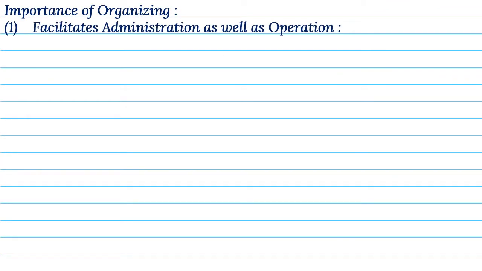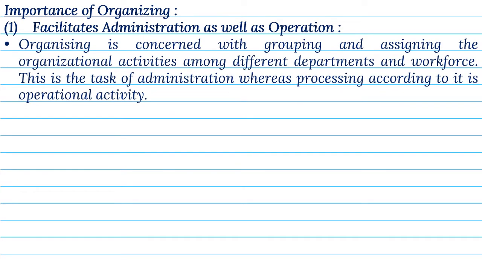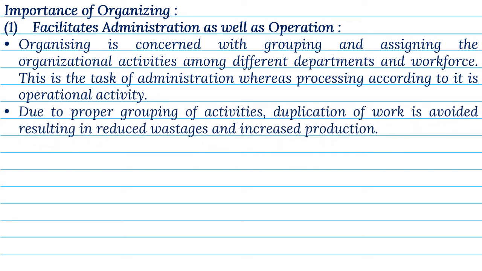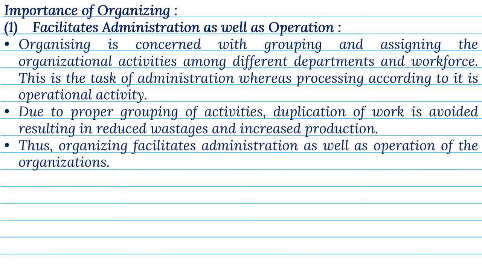Importance of organizing. 1. Facilitates administration as well as operation. Organizing is concerned with grouping and assigning the organizational activities among different departments and workforce. This is the task of administration, whereas processing, according to it, is operational activity. Due to proper grouping of activities, duplication of work is avoided, resulting in reduced wastages and increased production. Thus, organizing facilitates administration as well as operation of the organizations.